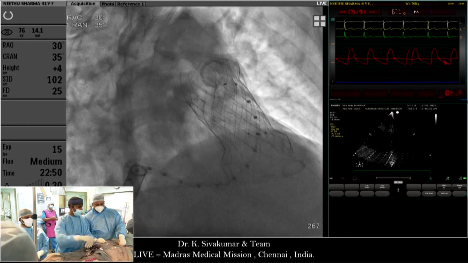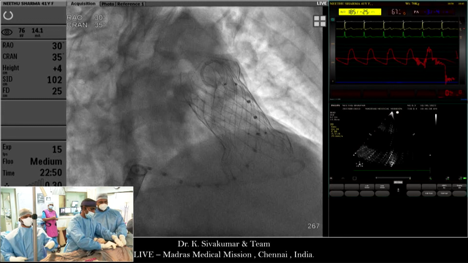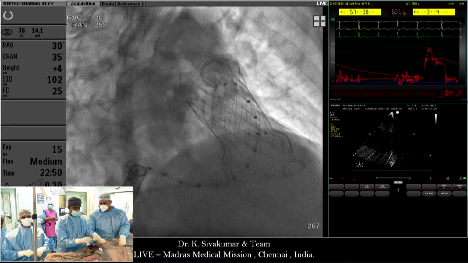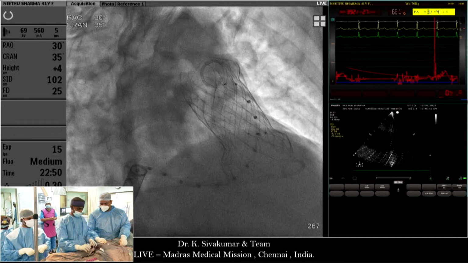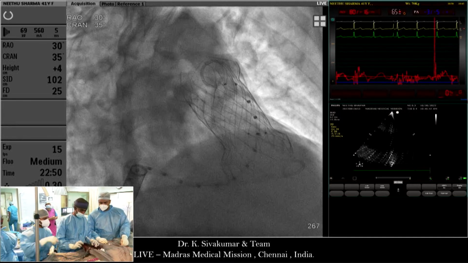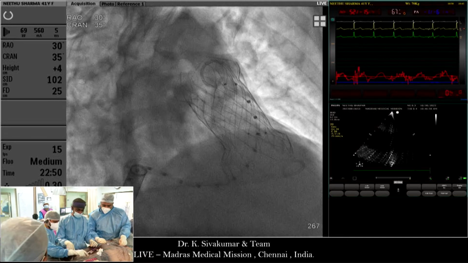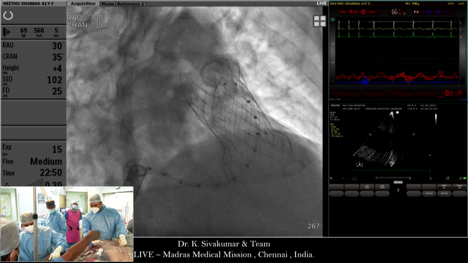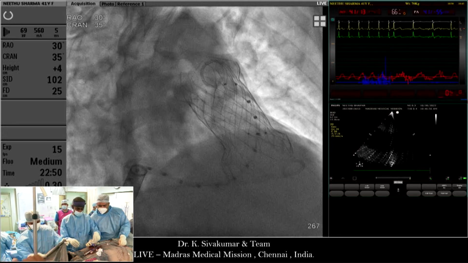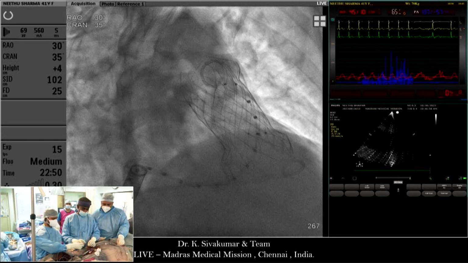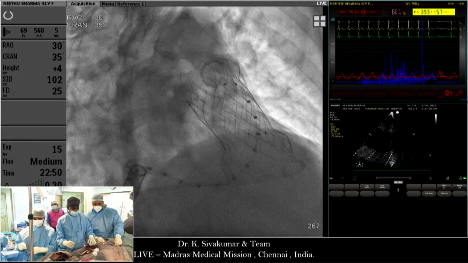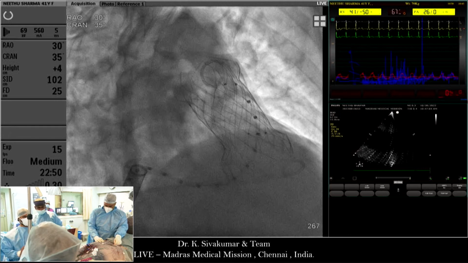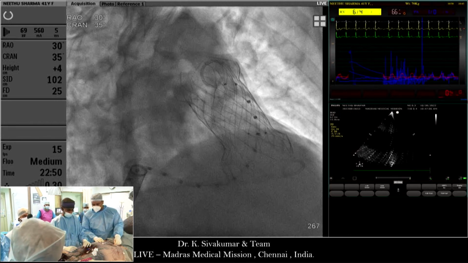Okay, get both pressures up. Take it out. Where is the other pressure line? Pramod, connect the pressure line. Flush for 2 pressure lines. Get me the pressure flush.